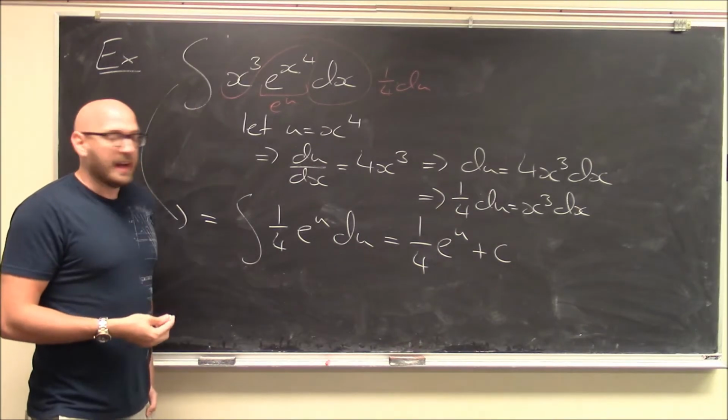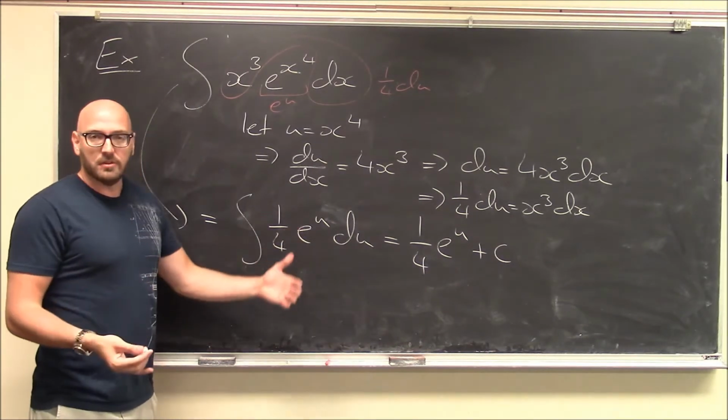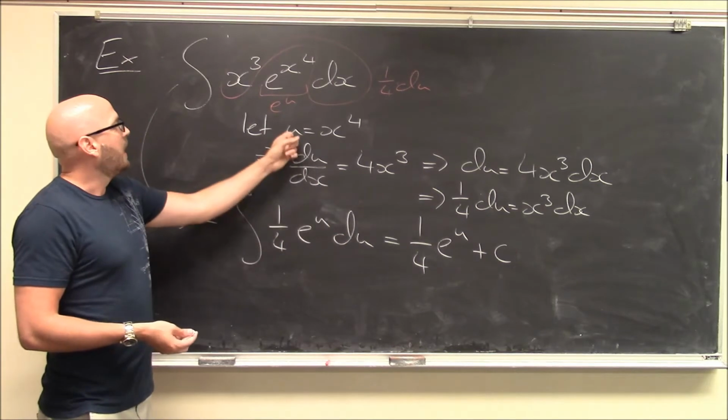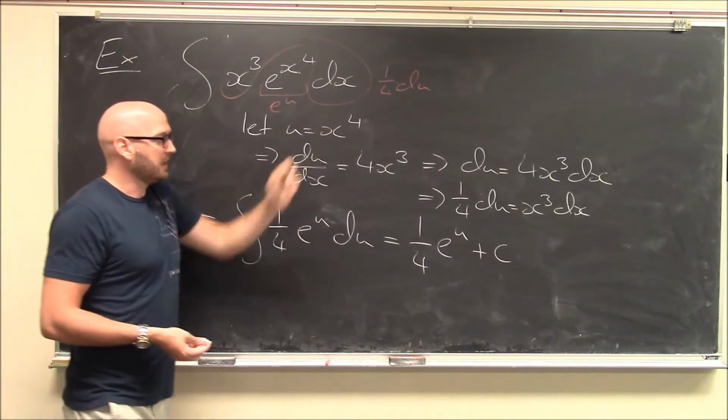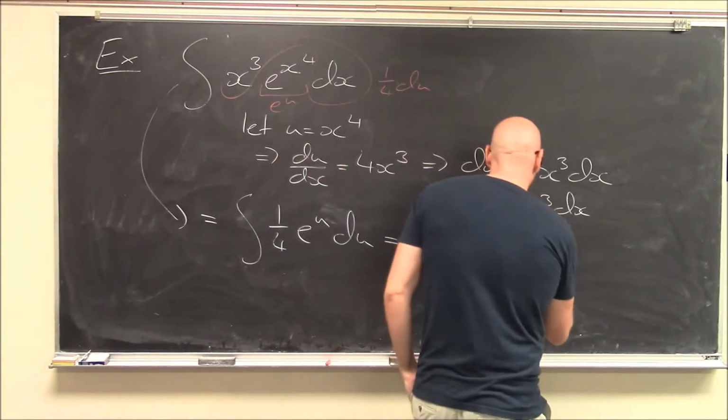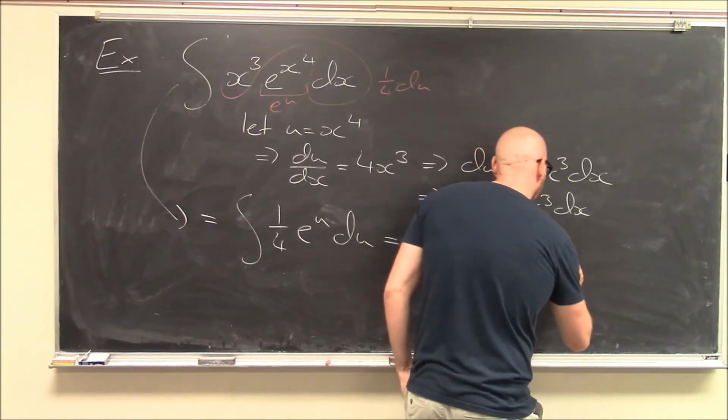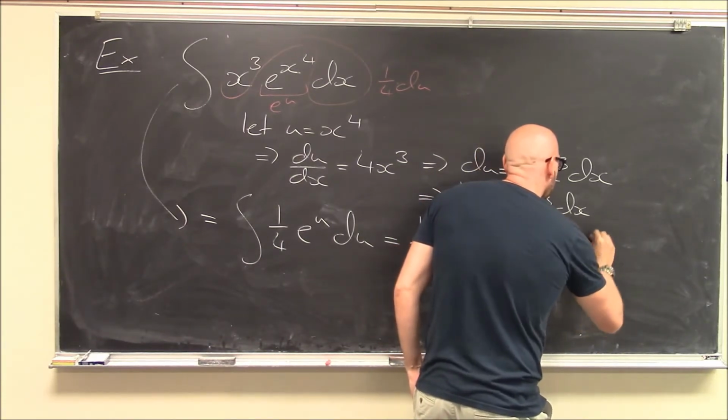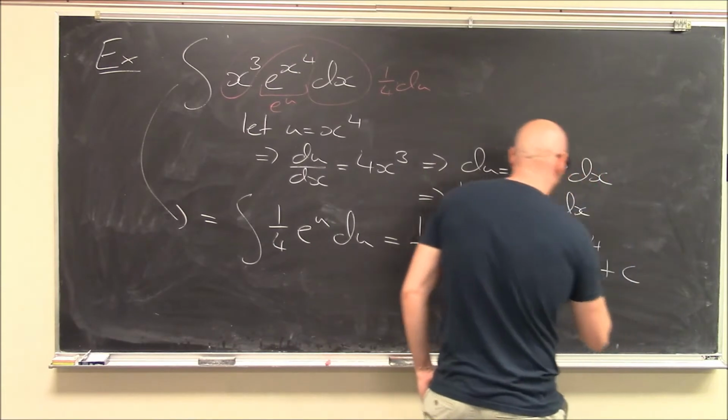And the very last step, the last thing I have to do in all these problems, is back substitute. I don't want my answer in terms of u. I want to go back to x. So u was x to the 4th. So here's our solution: 1/4 e to the x to the 4th plus c.